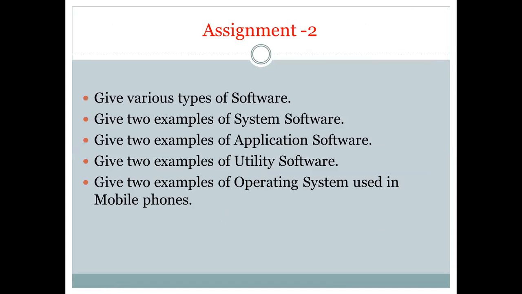This is all about the assignment to give various types of software. There are 3 types of software that we had seen now: system software, application software, and utility software. And you also write the following: give two examples of each type of software and give two examples of operating system used in mobile phones. The examples of operating systems which are used for mobile phones are Windows Phone 7, Apple iOS, BlackBerry, etc.